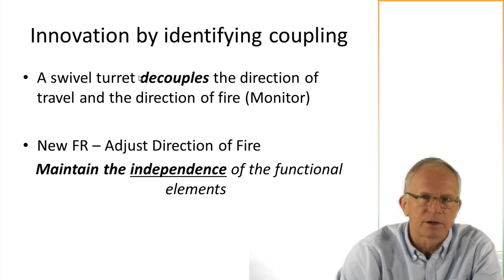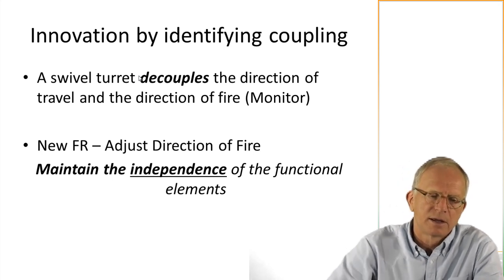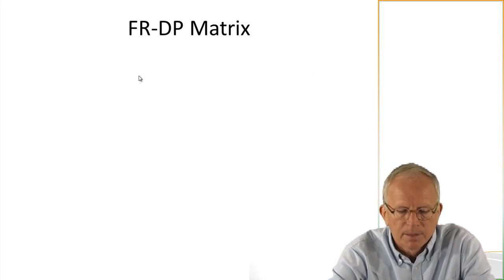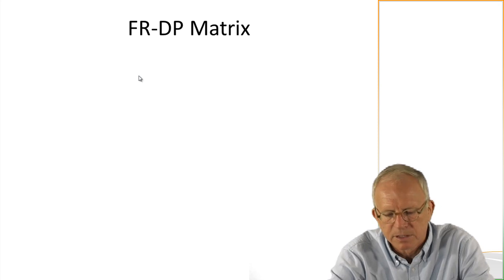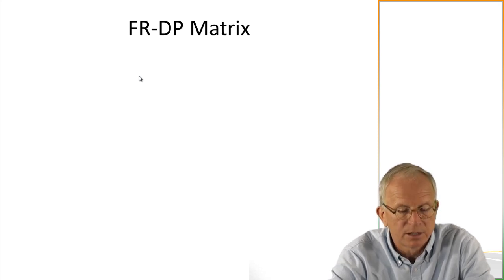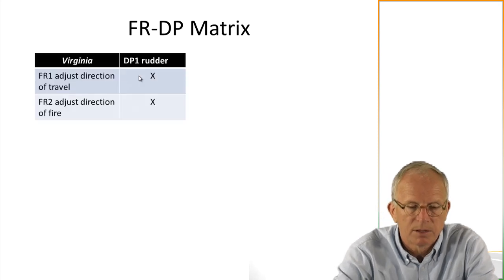Lots of times it comes out of frustration with the way something is performing. And that's often the way the coupling manifests itself, by frustrating us that we can't adjust something. So let's take a look. The smaller, slower, outgunned Monitor is able to defeat the Virginia because it has a new FR and a new DP.